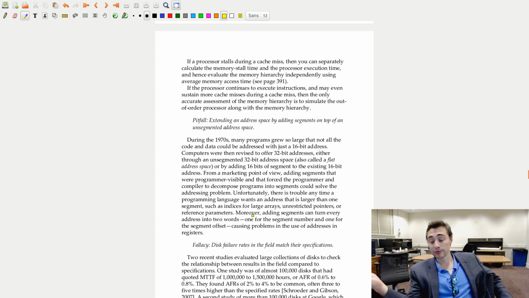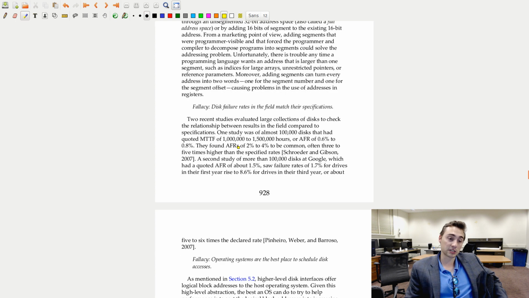If we have registers that only support a single word, well, this is going to cause problems because now we need to find some way to have 2 words that represent a single variable or something, but now they're across 2 different registers. So we want to not extend the address space by adding segments on top of an unsegmented address space.